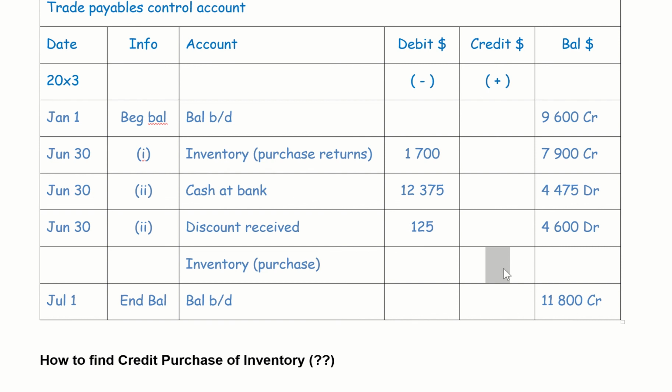After you purchase this inventory, originally your balance is $46,000 debit. After you purchase this inventory, your inventory value went up to a credit amount. What is the credit amount that it went up to? It went up to 11,800.